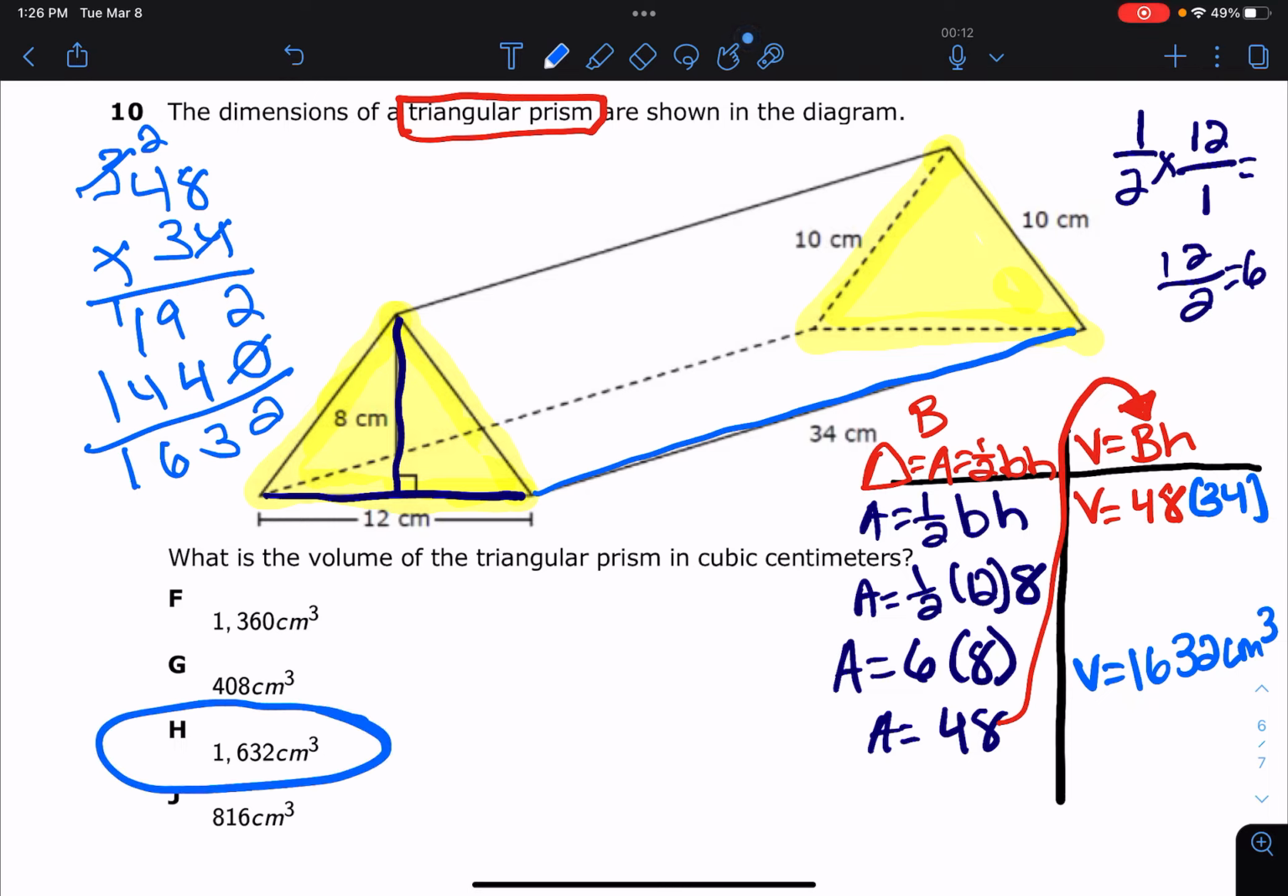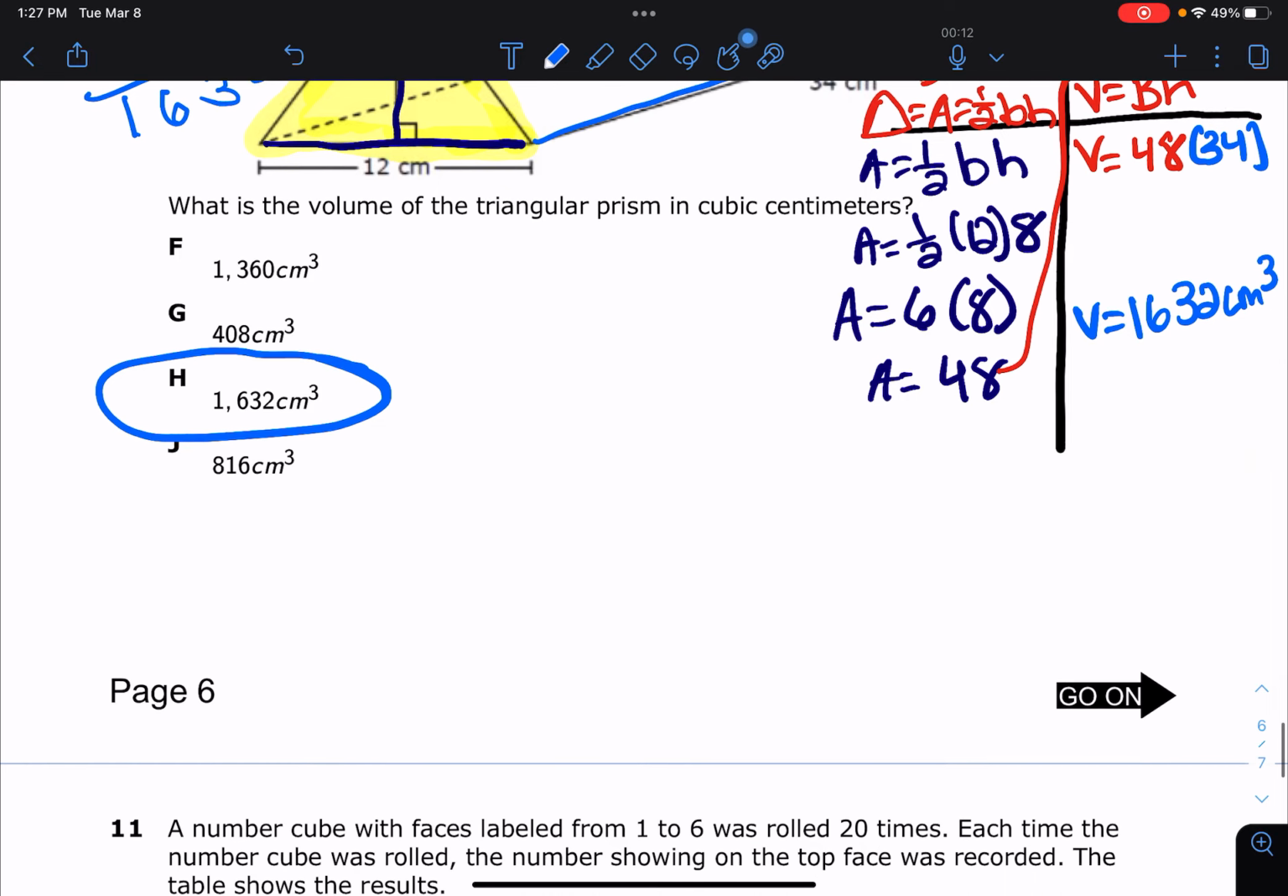So you will use this video to help you solve the rest of the volume problems. Just make sure that you are using the correct formula for your shape. So this is our formula for a prism. If you have a pyramid, it's going to be a little bit different.